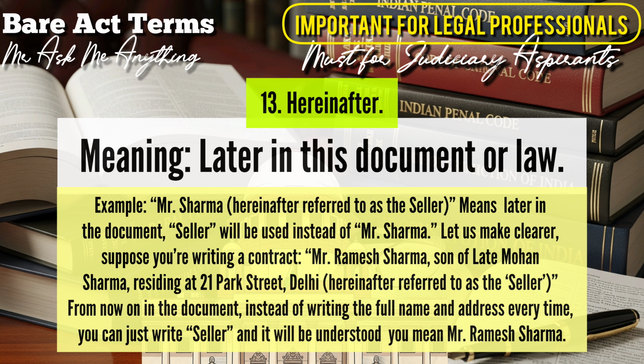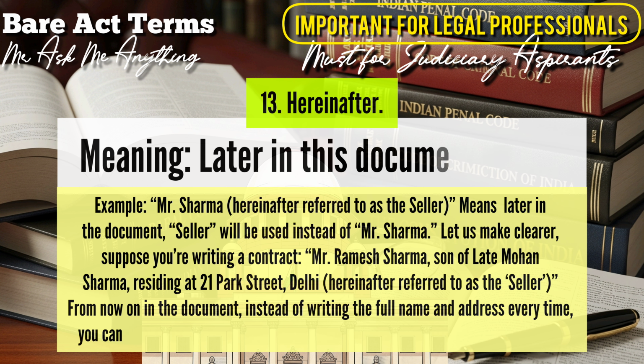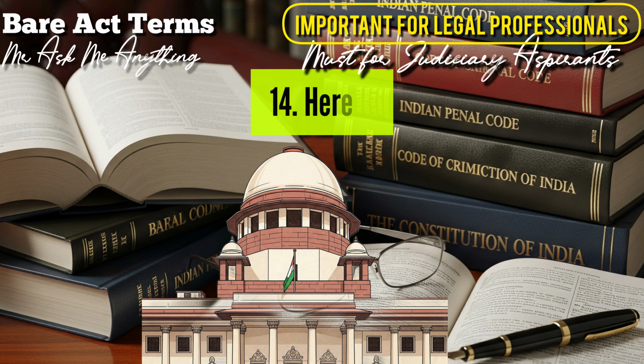Suppose you are writing a contract. Mr. Ramesh Sharma, son of late Mohan Sharma, residing at 21 Park Street, Delhi, hereinafter referred to as the seller. From now on in the document, instead of writing the full name and address every time, you can just write seller and it will be understood you mean Mr. Ramesh Sharma.